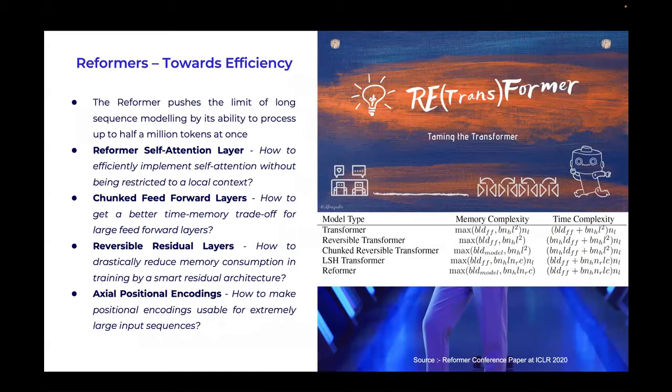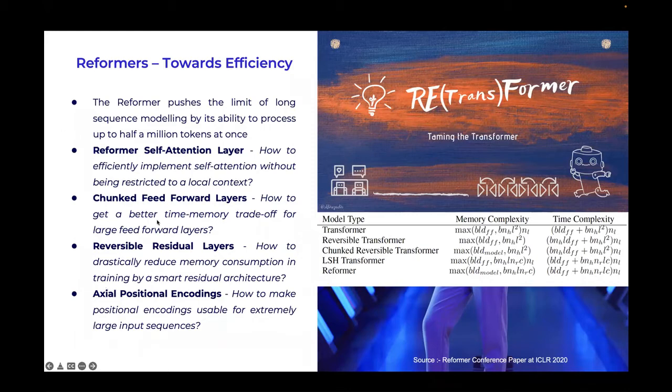So coming to the reformers, since I mentioned in the agenda, I'll be discussing these four. The first one is that the reformer will be able to process up to 500,000 tokens at once, which is right now set to 512 in transformer. It can be increased to up to 500,000 tokens. So this is a very significant increase. This is possible because of these four optimizations that have been done.